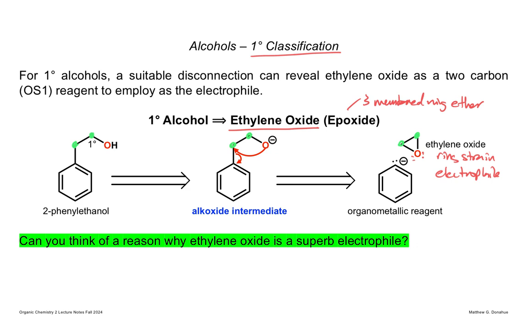So if we wanted to make 2-phenylethanol, we could start from the organometallic, where the blue carbon is, again, coming from the nucleophile. It's going to attack that ring, open it up, and now you have those 2 green carbons coming from the epoxide. It's, again, a good electrophile because you want to open up that ring strain so it's not there. So that's why it's reactive.